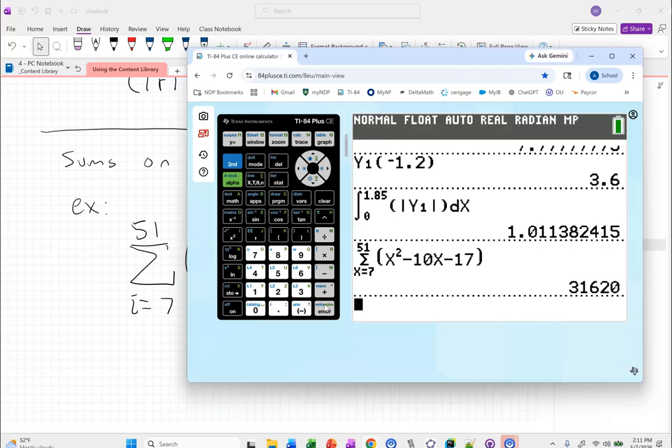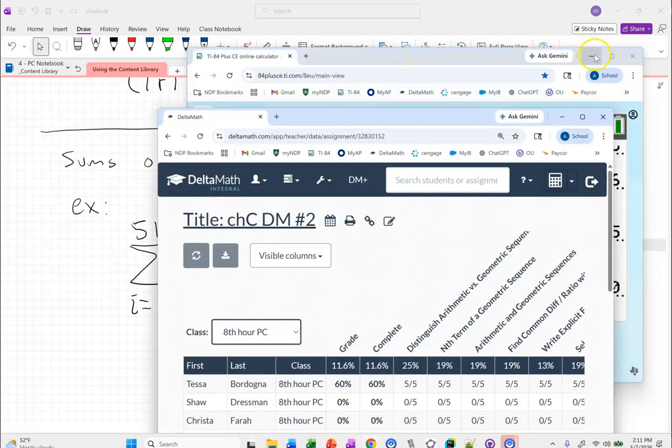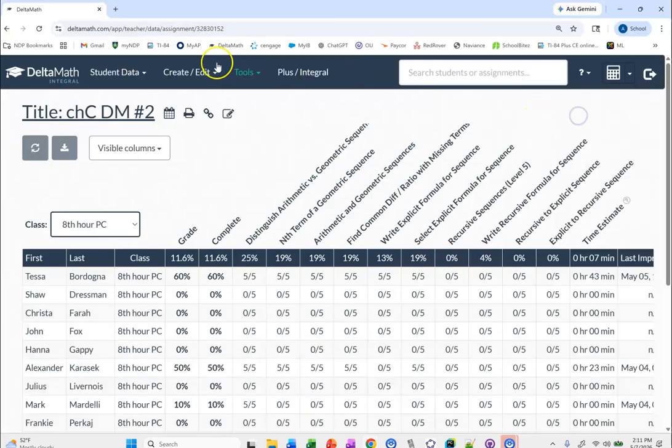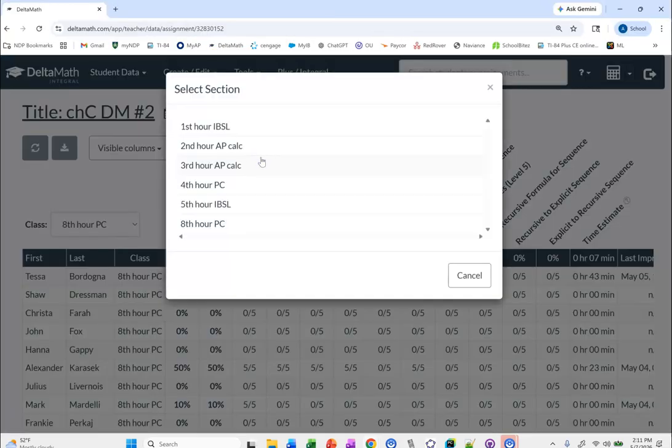What do you guys think? Okay, so I think that's it for today. You guys have a Delta Math. I didn't know that. Yes, go ahead.